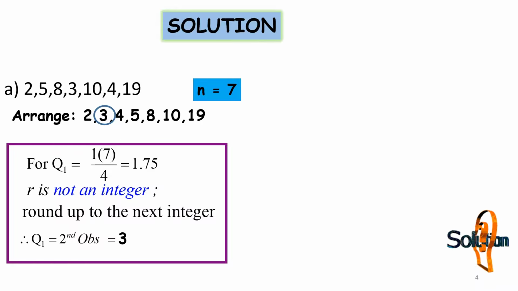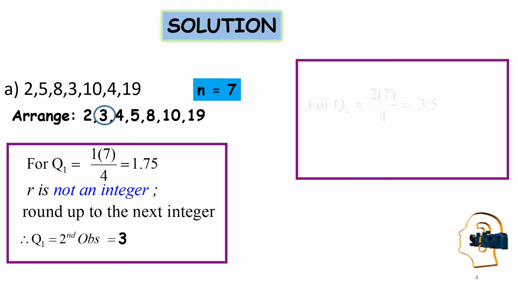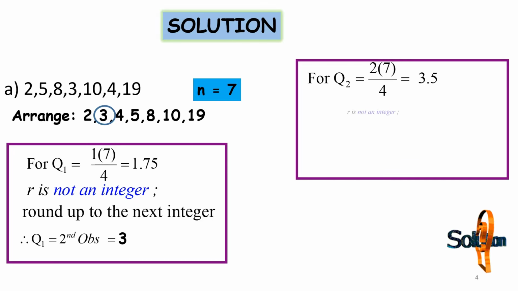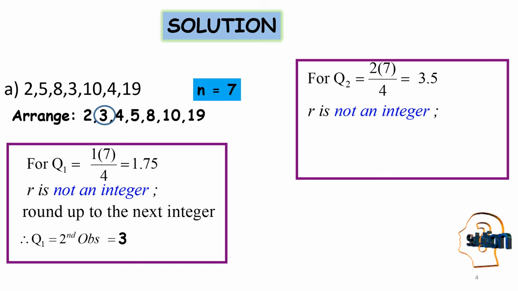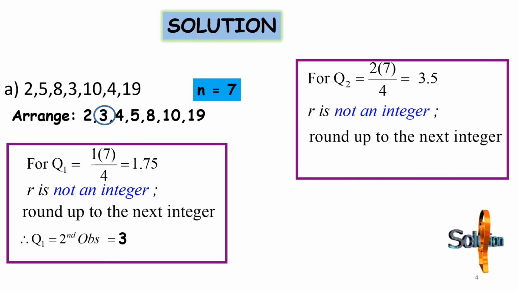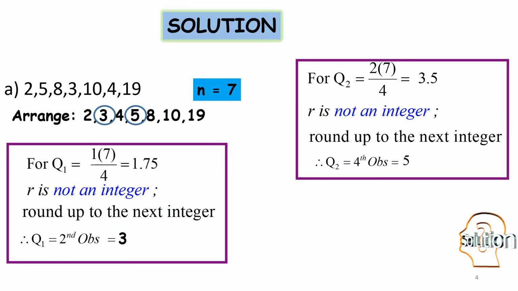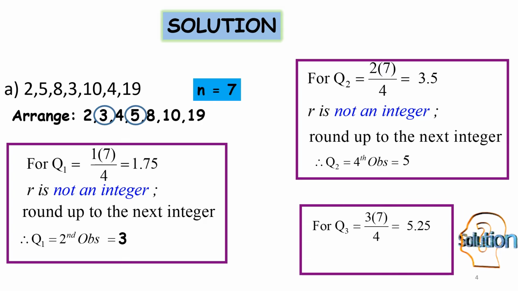To find the second quartile, we have to check the 2/4 observation, which is 3.5. Note that r is again not an integer. Rounding off r to the nearest integer will give us 4. The fourth observation of this data is 5. So the second quartile or median of this data is 5. To find the third quartile, we have to check the 3/4 observation, which is 5.25. Rounding off r to the nearest integer will give us 6. The sixth observation of this data is 10. So the third quartile of this data is 10.